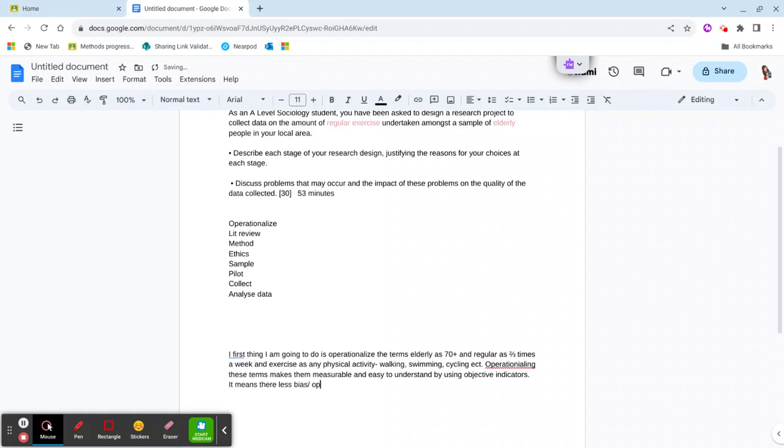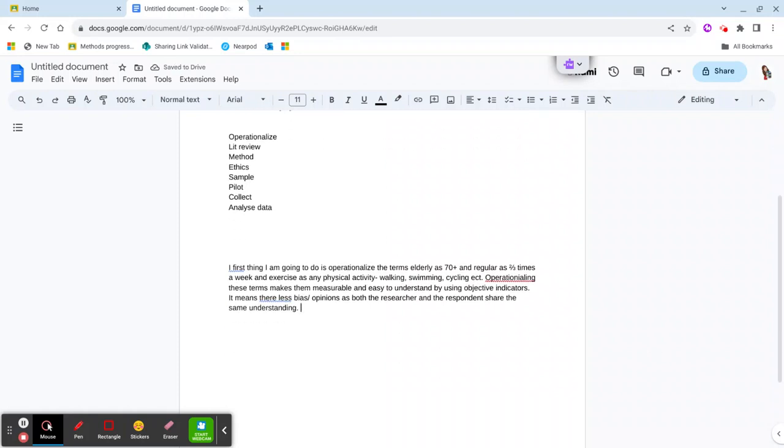or opinions, as both the researcher and the respondent share the same understanding. So there's less bias or opinions as both the researcher and respondent share the same understanding. This increases the validity. It's more truthful or accurate. Because you've got the same understanding, it's much more truthful or accurate.